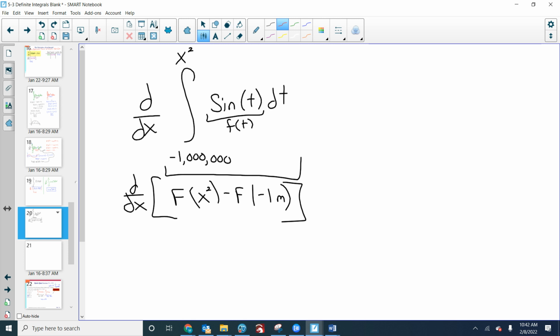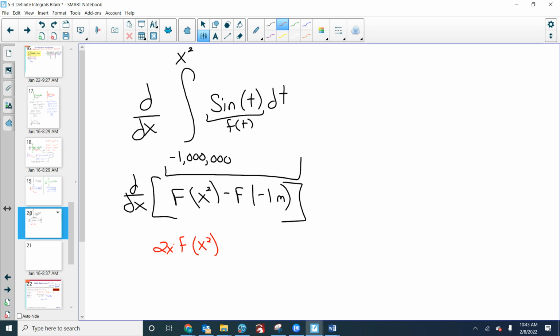It's the derivative of the outer function, little f, leave the inside alone, times the derivative of the inside, 2x. That is a composite function. It's not just f of x, it's f of x squared. It's a chain rule.